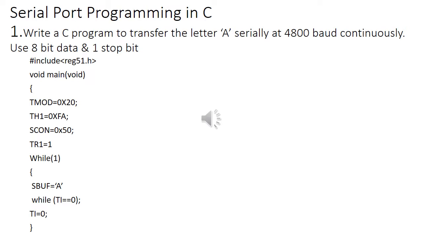Next we'll see serial port programming in the C language. The first program is: write a C program to transfer the letter A serially at 4800 baud continuously. You should use 8-bit data and one stop bit.